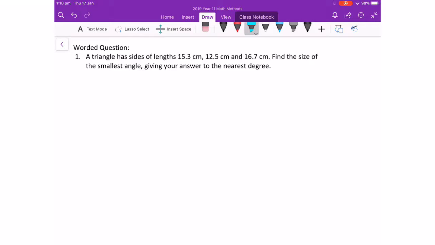So what I'm going to do now is I'm going to go through this question and we're going to read through it. We're going to highlight a few different things. We're going to go through it nice and simple.